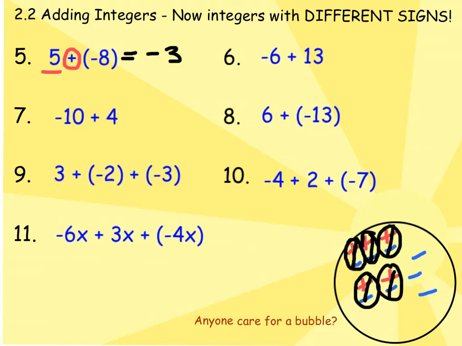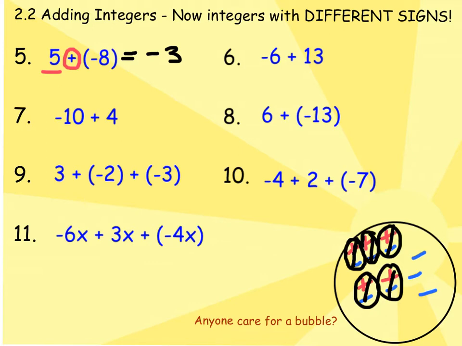All right, so number 7 says negative 10 plus 4. So pretty much how the bubble works is we want to look at how many negatives we have and how many positives we have, see what we have more of, and then we want to know how many more we do. So like on number 5, we had more negatives than positives. That's why we had negatives left over. And so our answer was negative. How many more negatives did we have? We had 3 more negatives.